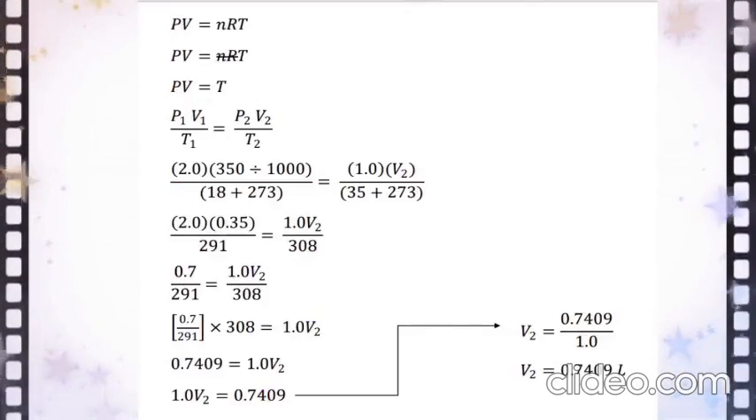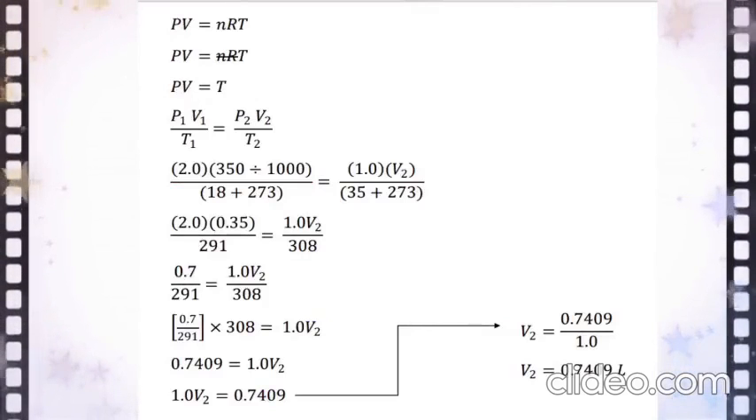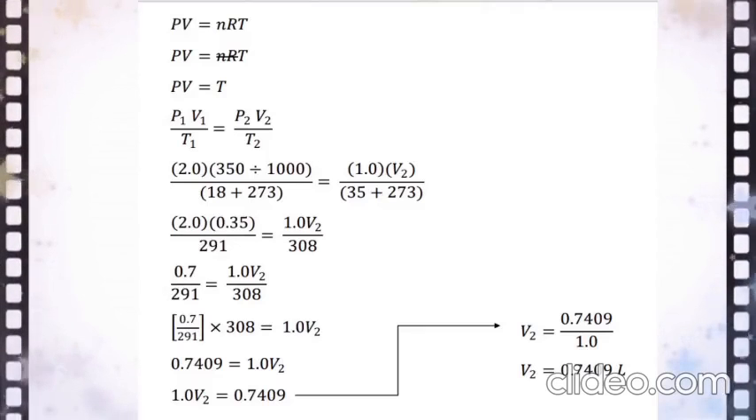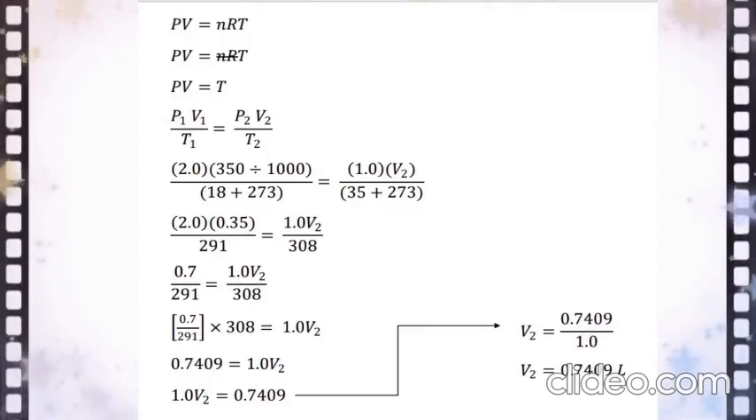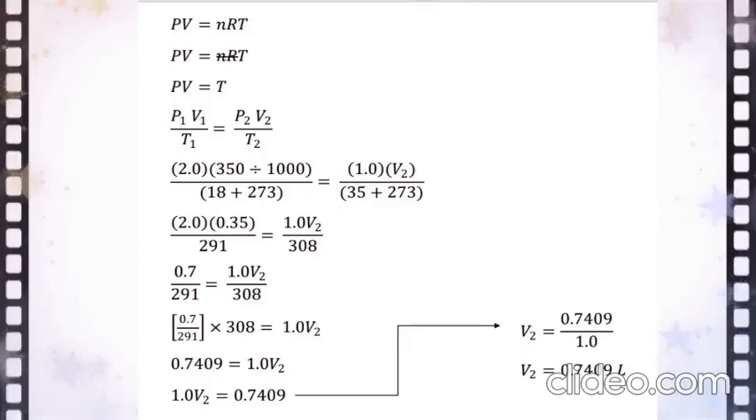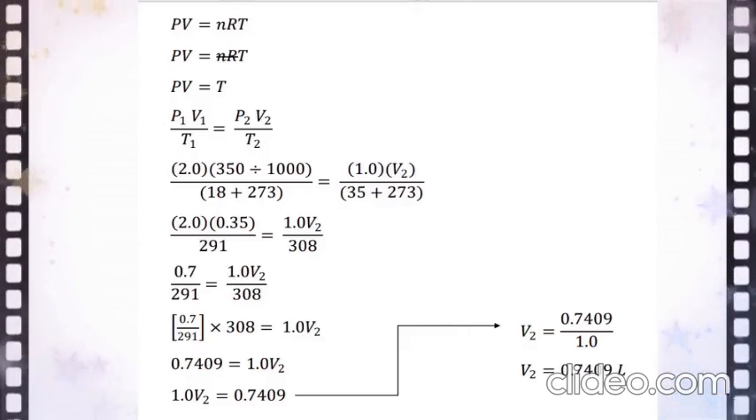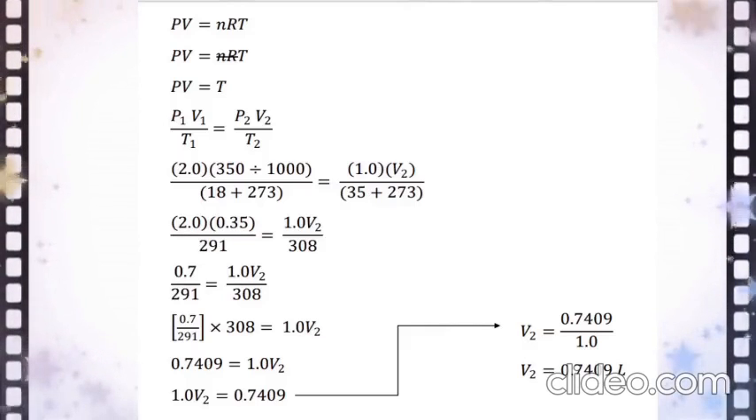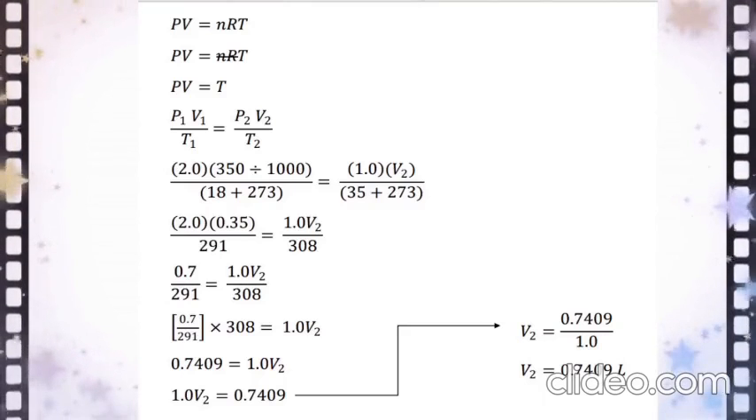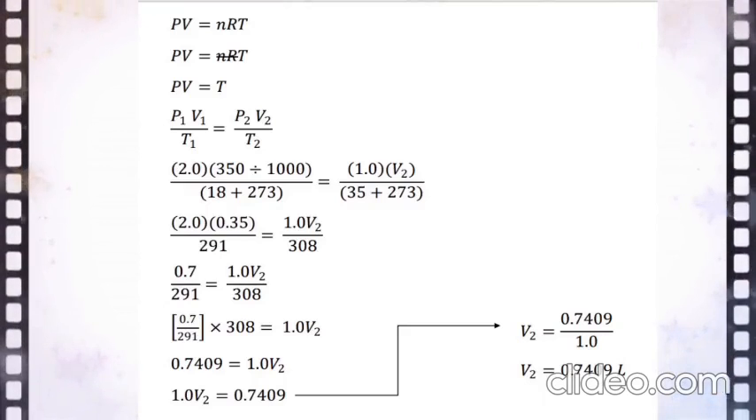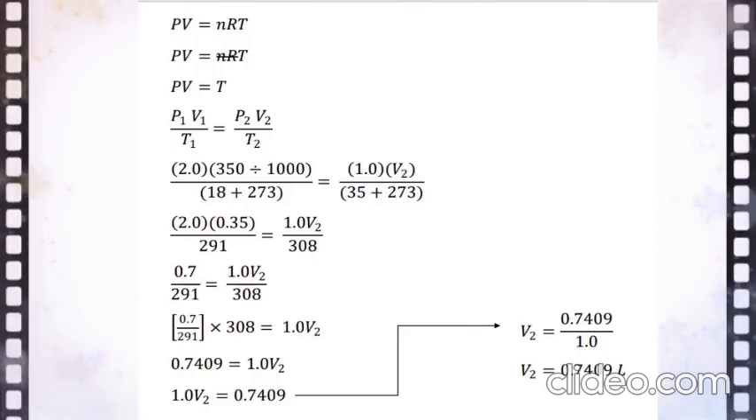From the question given, we know that there is a value for pressure, volume, and temperature. So we can use the gas law, which is PV equals nRT. But we do not need the n and R, so we eliminate them. So it becomes PV over T is constant. Then we bring the T to the left. So the equation becomes P1V1 divided by T1 equals P2V2 divided by T2.